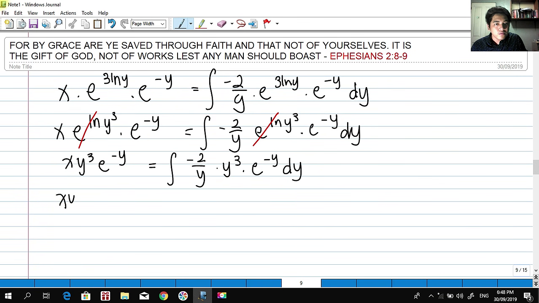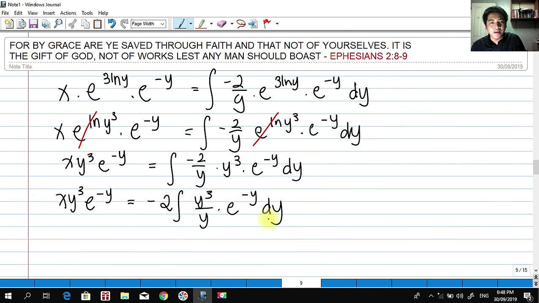So I can factor out, on the right side of our equation, the negative 2, integral of y cubed over y, that is a multiplication, multiplied by e raised to negative y dy in here.